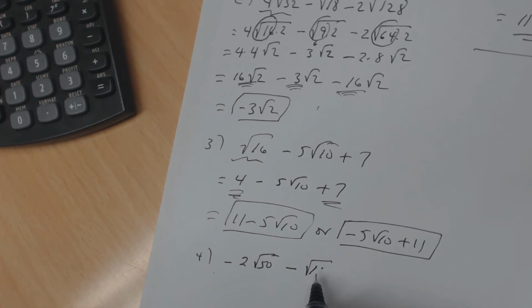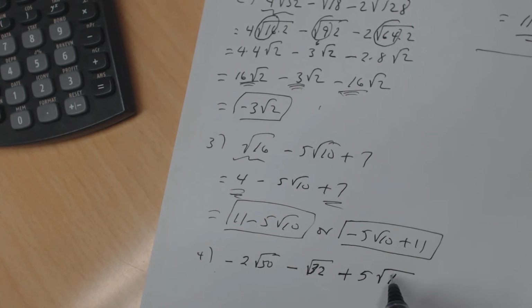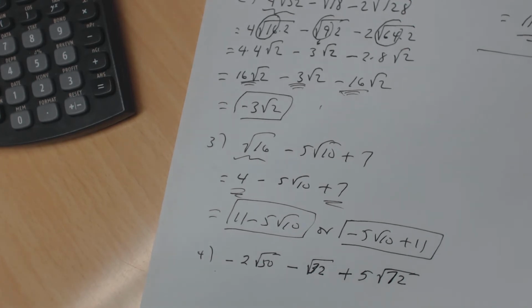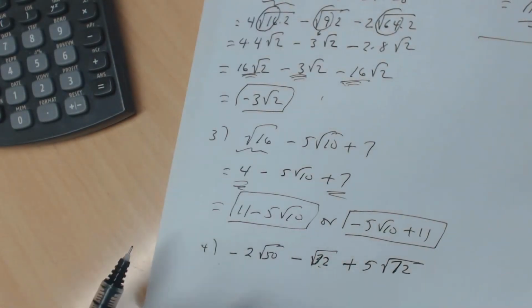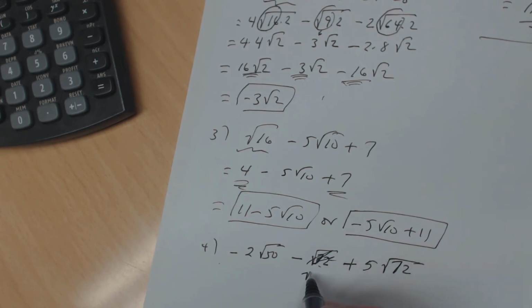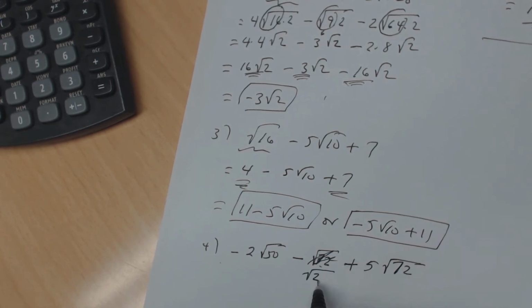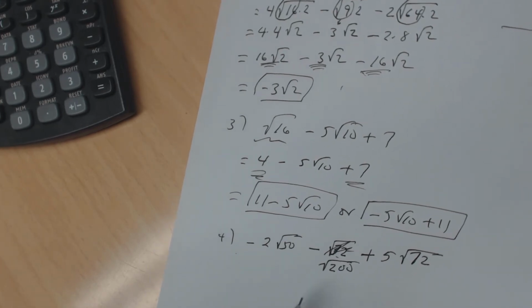Let's see, I'm trying to think here. Those two, let's say 32 plus 5 square root of 72. Let's do that. Okay. All right, so that's 32. I guess I should change it from this one because this was a 32 as well. Let's change this to, let's say, square root of 200. All right.